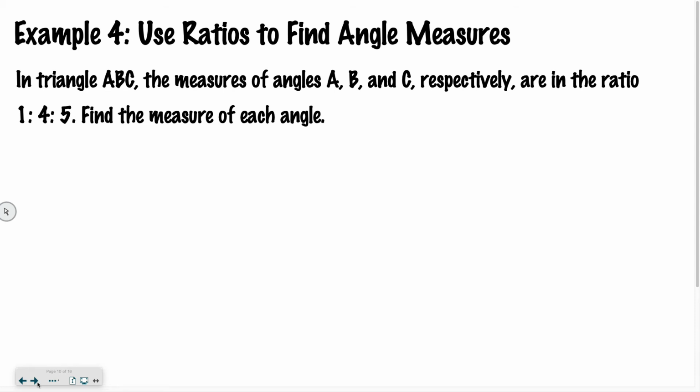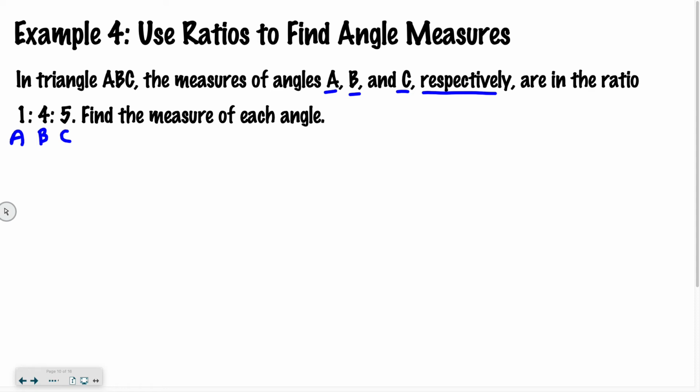So now we're going to practice using ratios to find angle measures. In triangle ABC, the measures of angles A, B, and C, respectively, are in the ratio 1, 4, and 5. Find the measure of each angle. When you see that word respectively, since this is in order A, B, C, that means this is in order A, B, C. Just so you know, that's what respectively means.